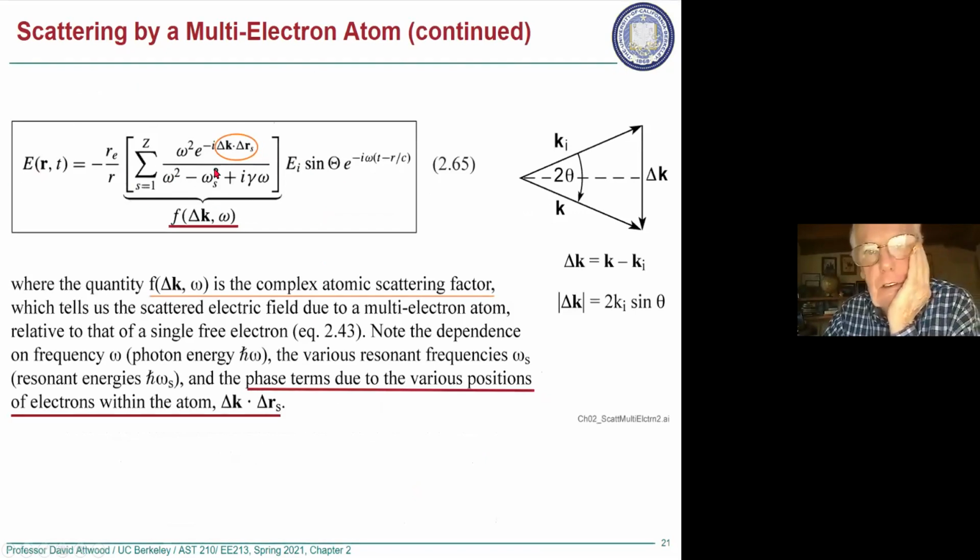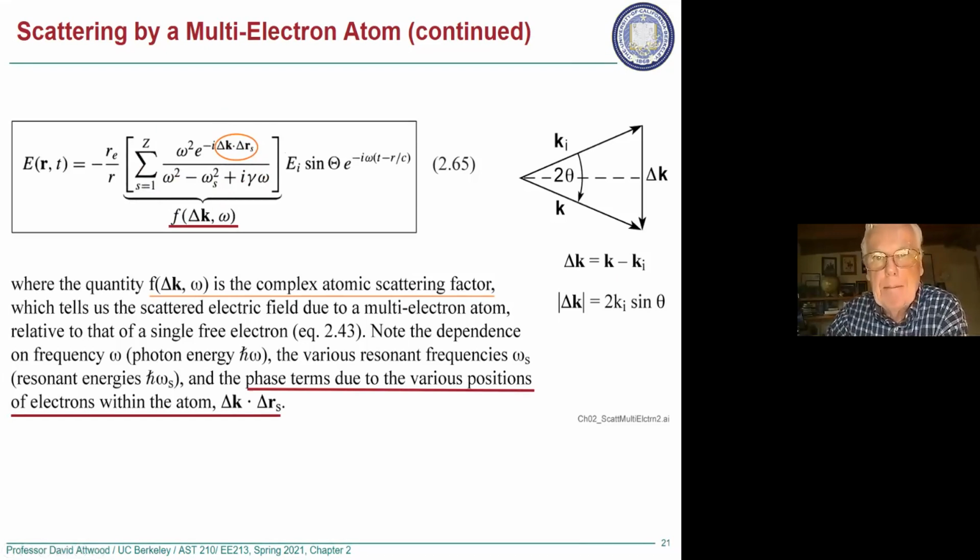I wrote the electric field in a manner that I might have written it before, but now it has the summation because there are Z different electrons, and it has this phase factor, okay? And this thing in brackets we call the atomic scattering factor. This whole thing, including the sum and all of the phase effects and all of the frequency effects, is captured in this atomic scattering factor.